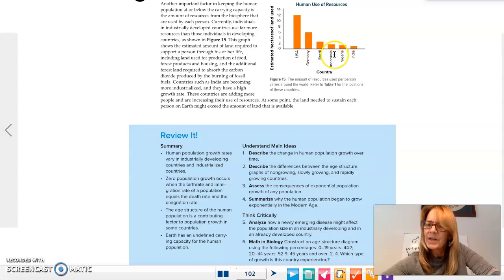And that's a couple of those questions that we're going to continue to look at as we go. So I believe your questions that you had to answer were the differences between age structure graphs of non-growing, slowly growing, and rapid growing countries. And then question number 5, how newly emergent diseases might affect the population size.